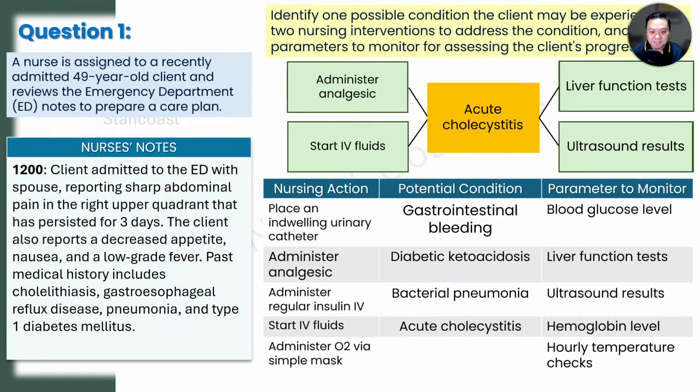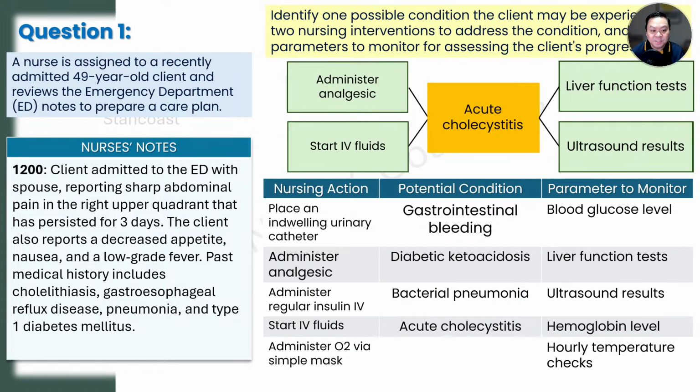This is critical because this can confirm the diagnosis of acute cholecystitis. However, if you had selected hemoglobin level, this is not relevant for acute cholecystitis, but this is something that might be useful in cases such as gastrointestinal bleeding scenarios.